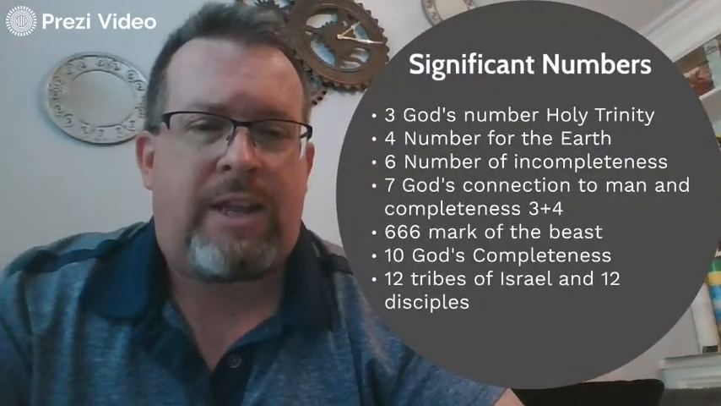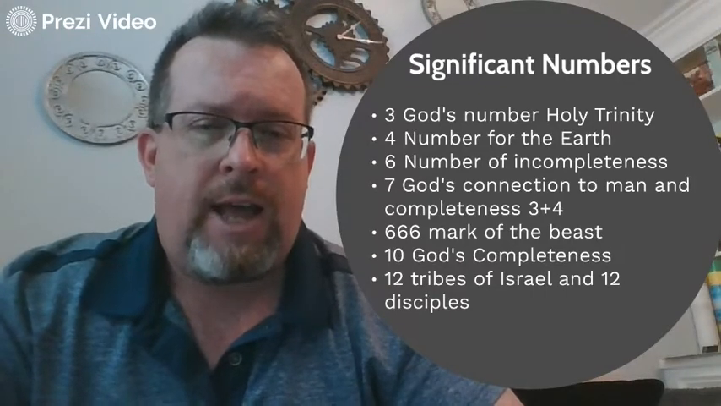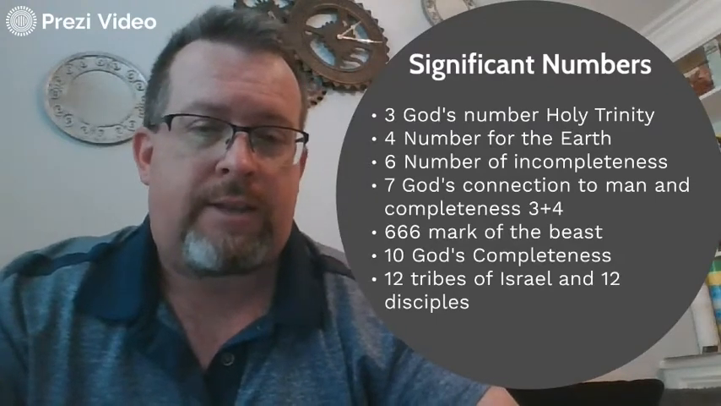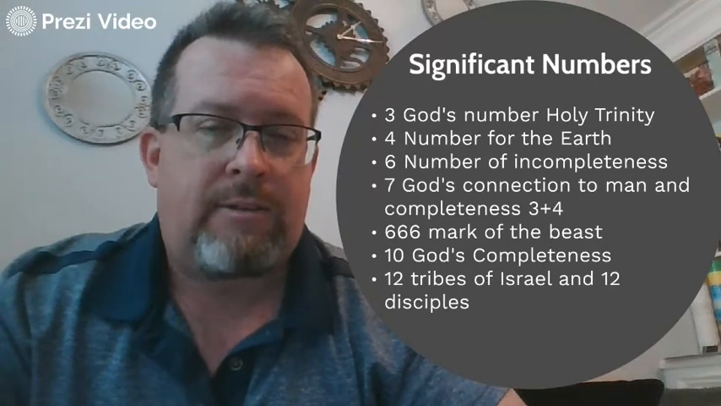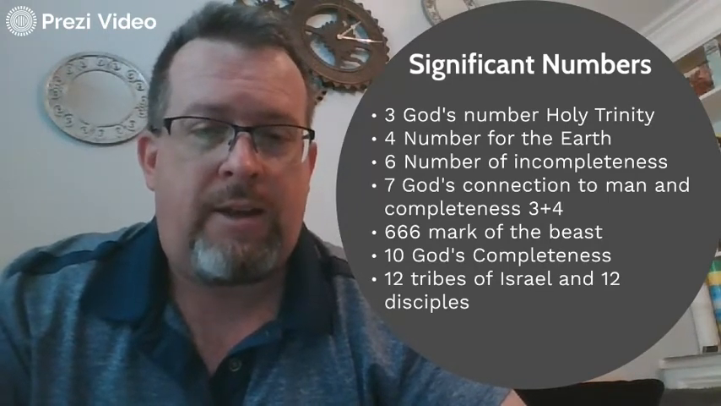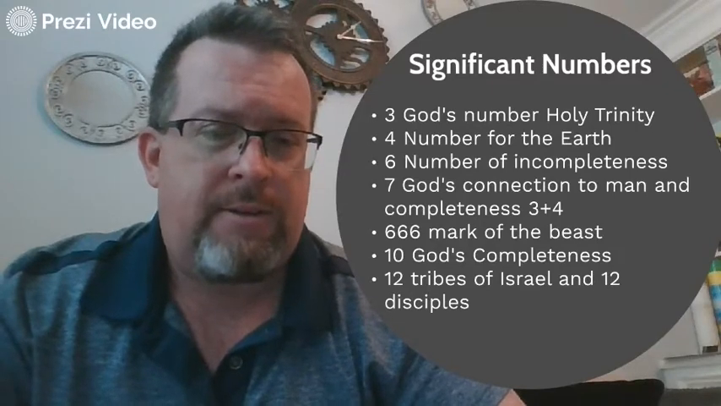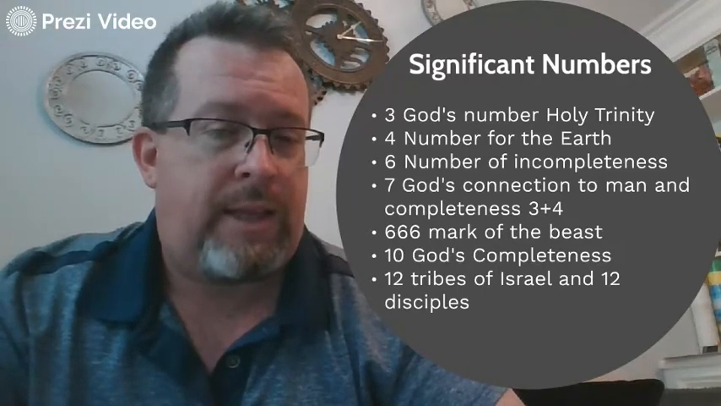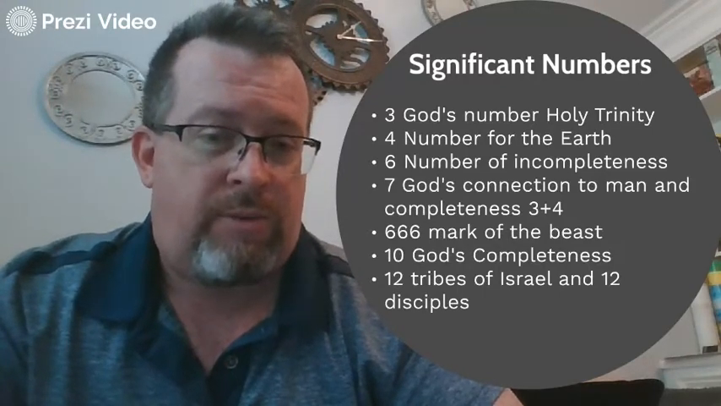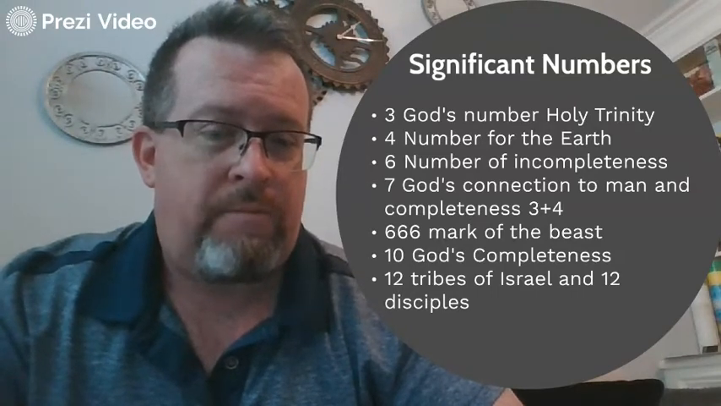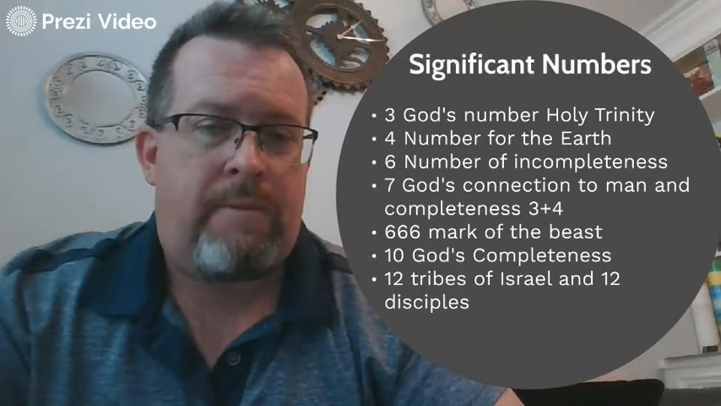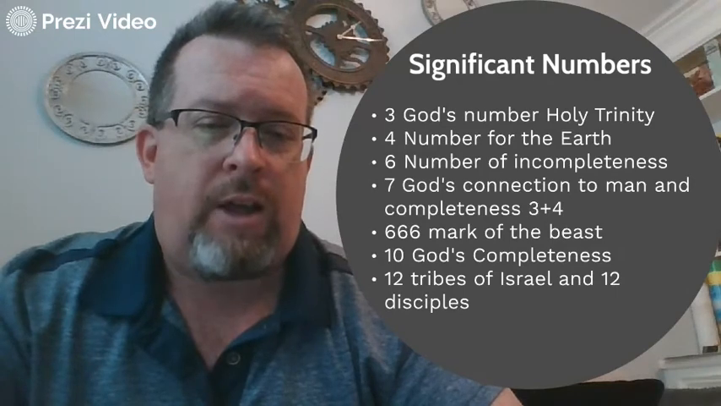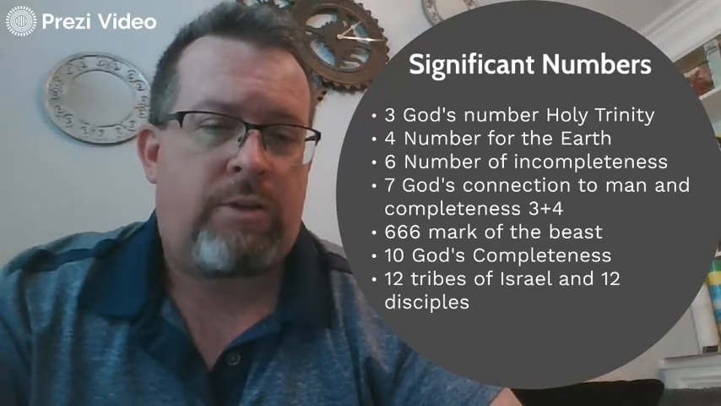3 is God's number for the Holy Trinity. 4 is the number for the earth. These are all biblical. You can look these up in the appendix in your book and in your Bible and see what these numbers mean. 6 is the number for incompleteness. Remember, the mark of the beast down below is 666. 7 is God's connection to man and completeness, adding the Holy Trinity 3 plus the number for the earth 4. This connects him to man. Then 10 is also God's power and completeness. And then 12 are the 12 tribes of Israel and/or the 12 disciples.